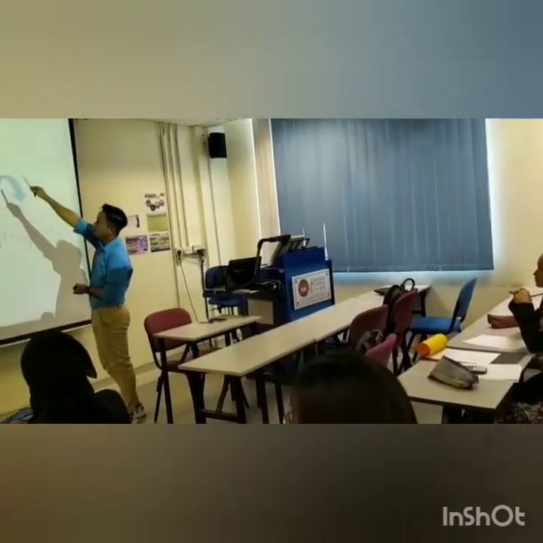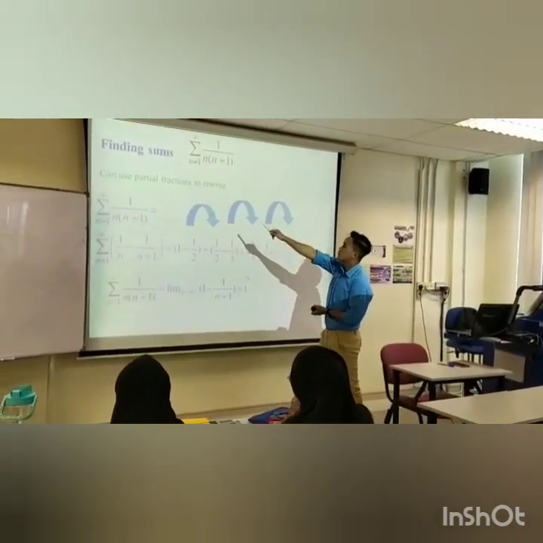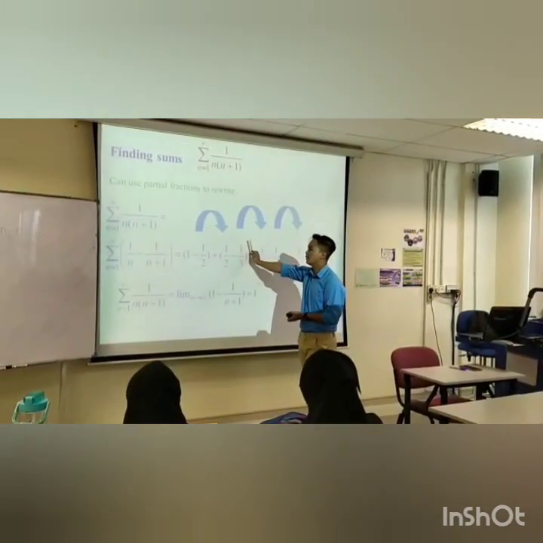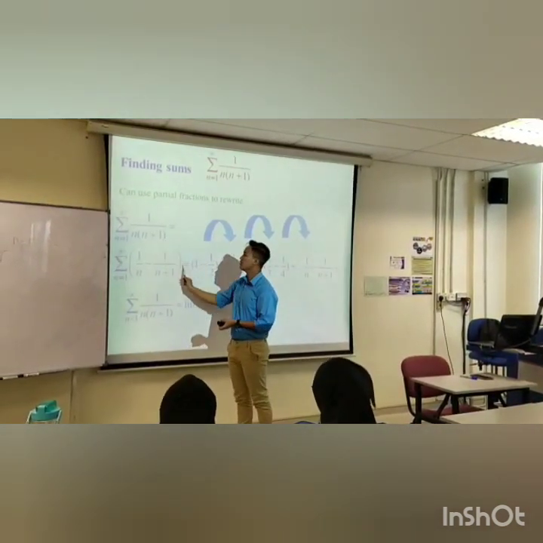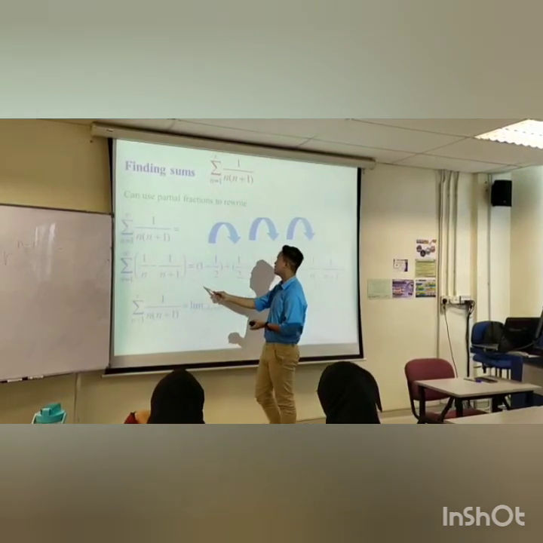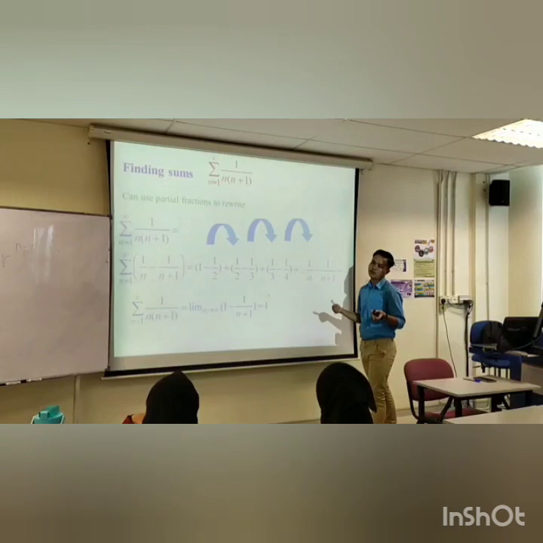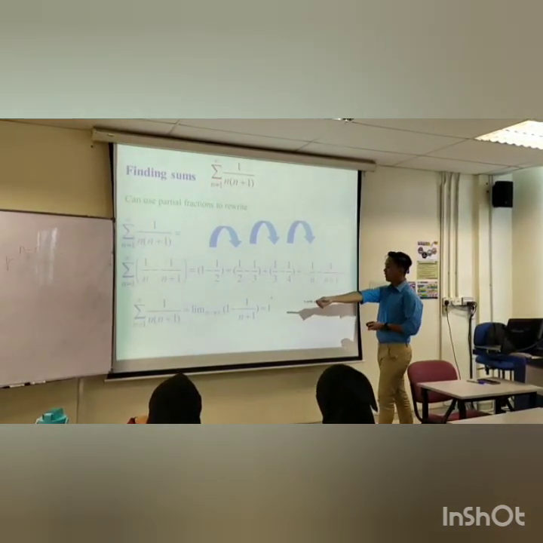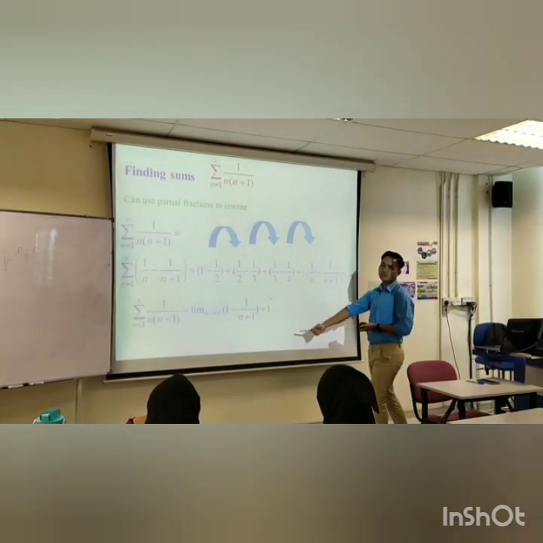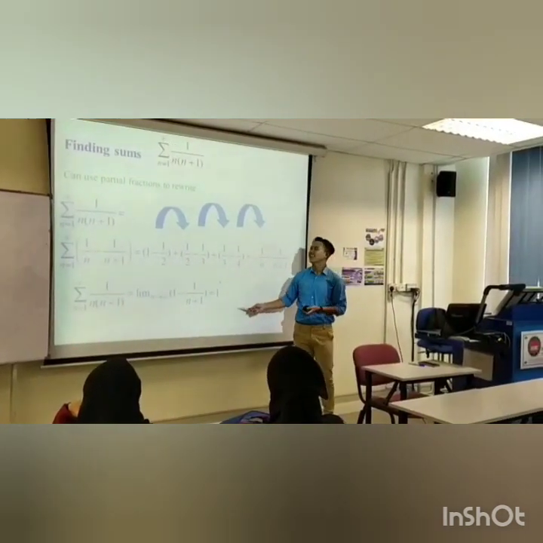Okay, finding sums like that, you just need to sub in the value. Can use partial fractions to rewrite. So when you get something like this, you must first make it into partial fractions, and then it will make your life easier if you know how to make partial fractions. So it will go like that and like that. Any question regarding this? No. Okay.